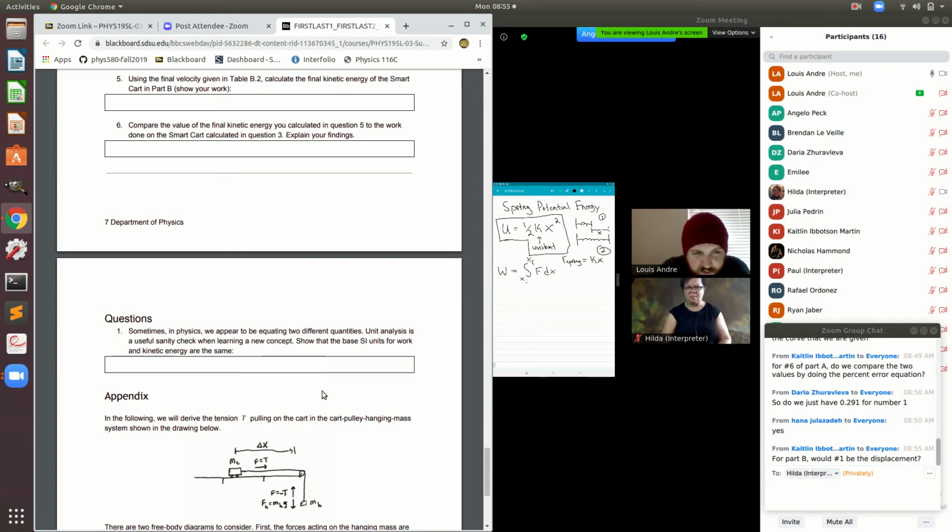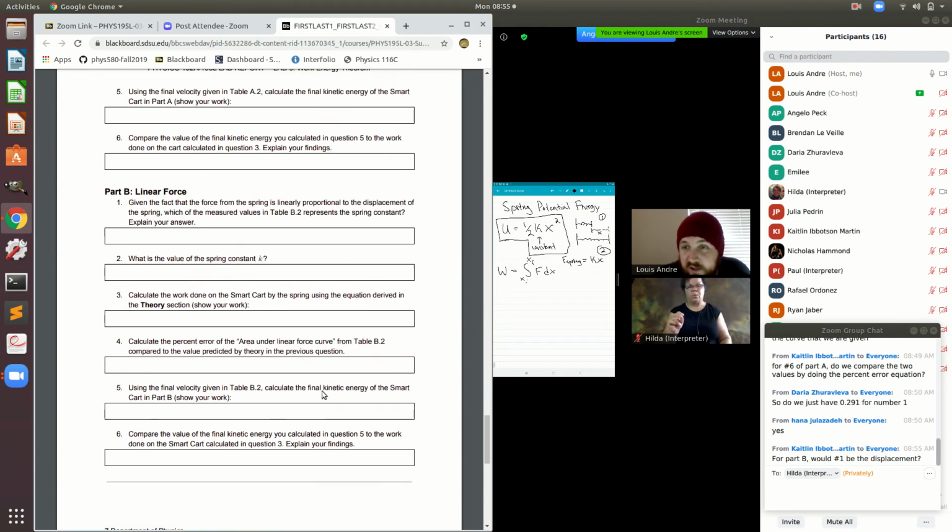Part B, number 1 is a displacement. No, part B. Given the fact that the force in the spring is linearly proportional to the displacement of the spring, which of the measured values in table B2 represents the spring constant? Oh, right. Okay. So, I guess I'll continue my little talk about springs here, and then I'll come back to that. So just skip that for now, or you can listen to me while I'm doing this here.